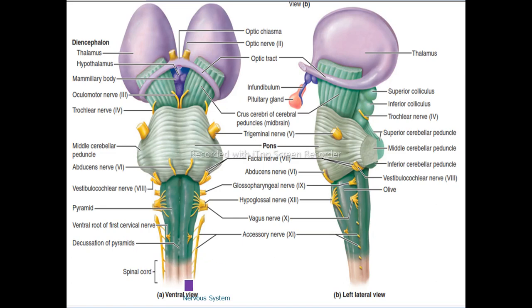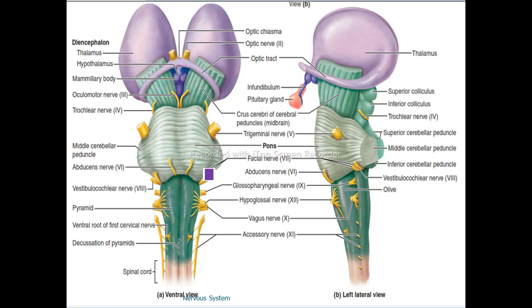So this is the spinal cord, and this is the accessory nerve, cranial nerve 11, with its pair. This is the vagus nerve, cranial nerve 10, with its pair. This is the hypoglossal nerve, cranial nerve 12, with its pair. The glossopharyngeal nerve is 9, and this is its pair. This one is the facial nerve, cranial nerve 7.